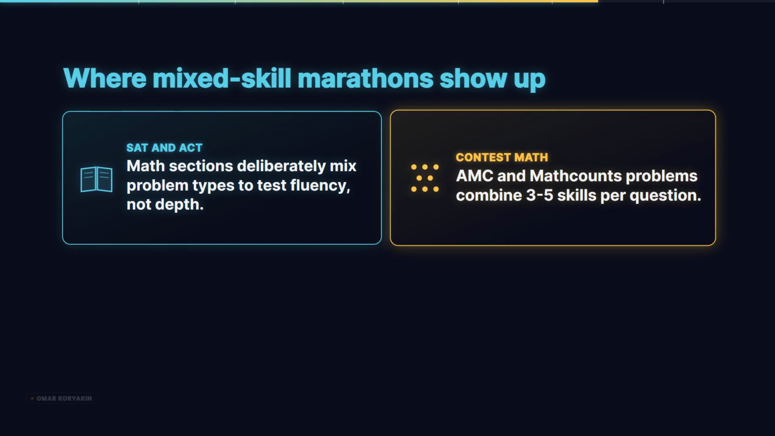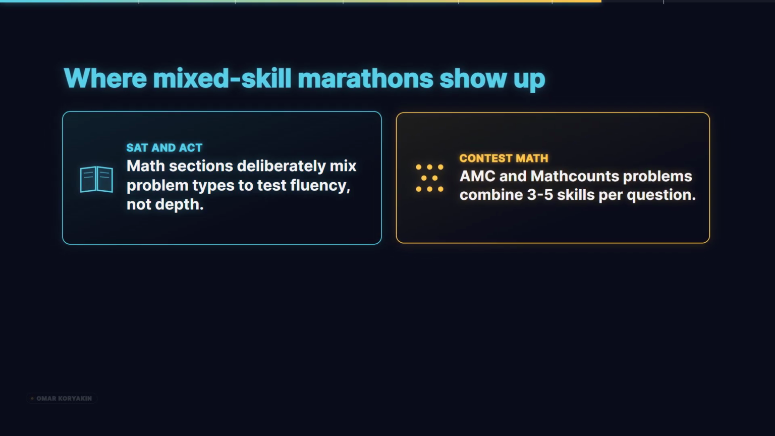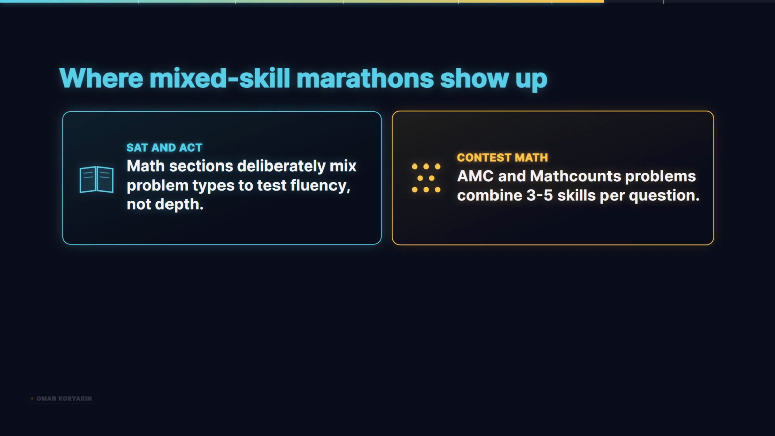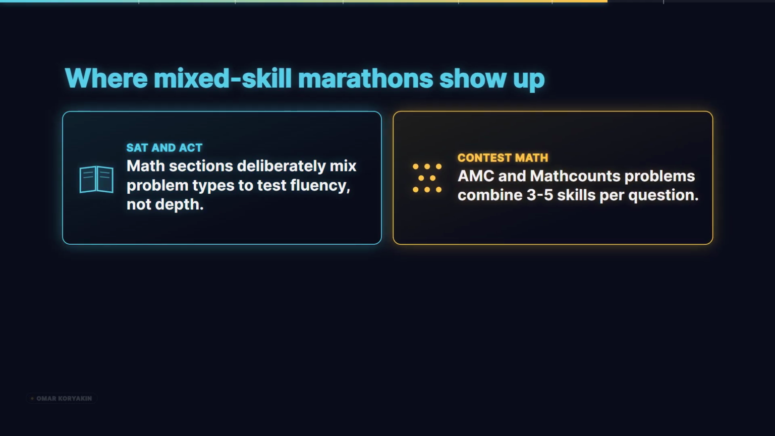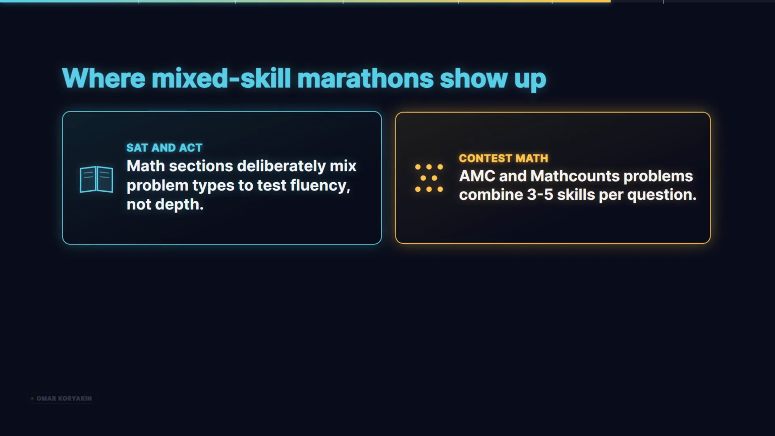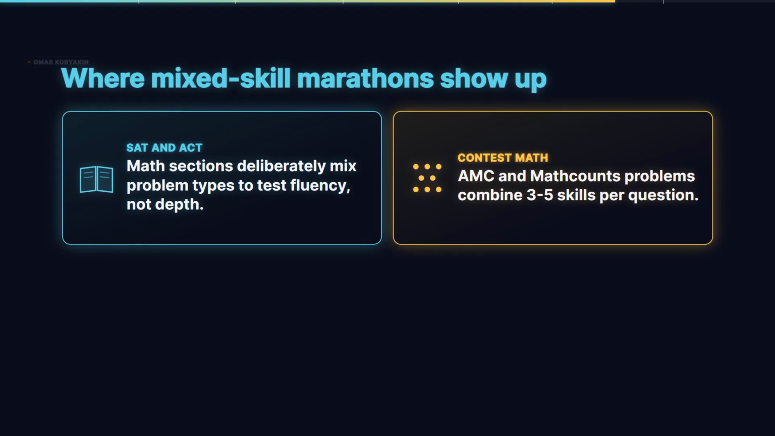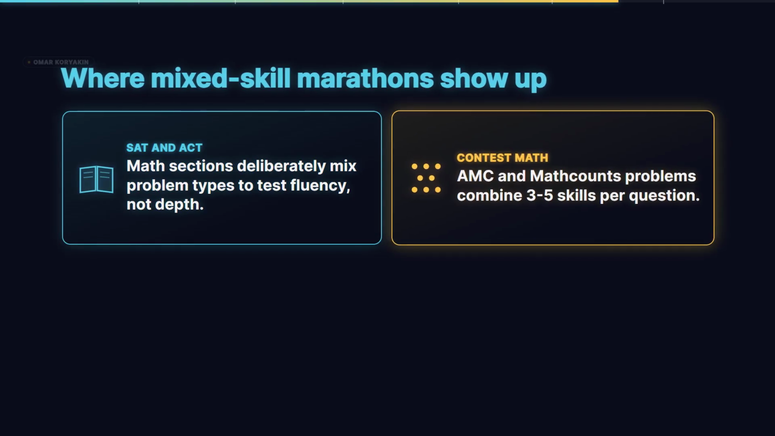On the AMC/AIME, MATHCOUNTS, and other contest math problems, every problem combines 3 to 5 skills in a single expression, and the contestant has roughly 2 to 4 minutes per problem. Recognizing the skill set required and applying them efficiently is the entire game in contest math, and contest students train mixed practice intensively for exactly this reason. The skills you are building this week in Section 2 extend directly into contest math fluency for students who choose to pursue it.